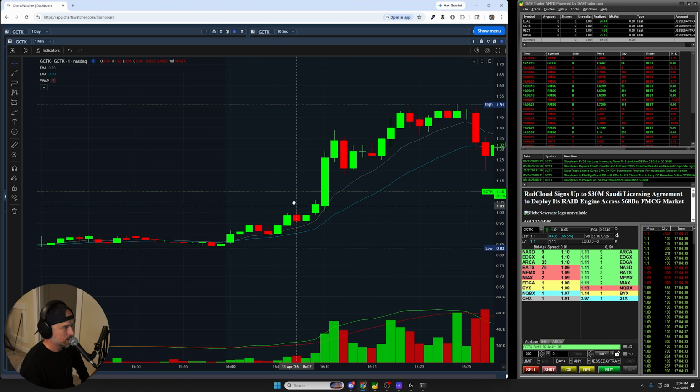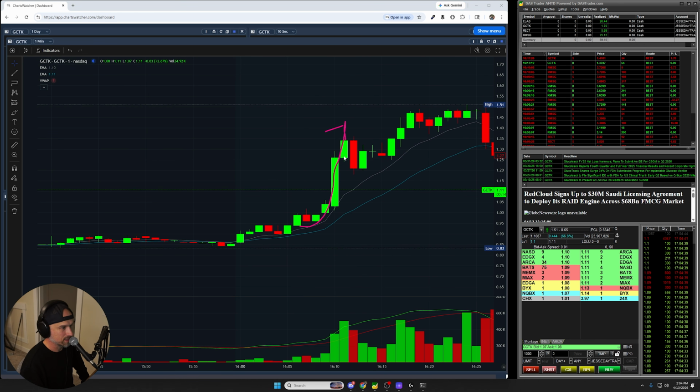Anyway, it shoots up right here. I didn't get in it because I only used a tiny bit of my buying power I had left, just because I wanted to test this. So as it was curling back over here, I was thinking it would break this level right here. So I got in a couple cents early.